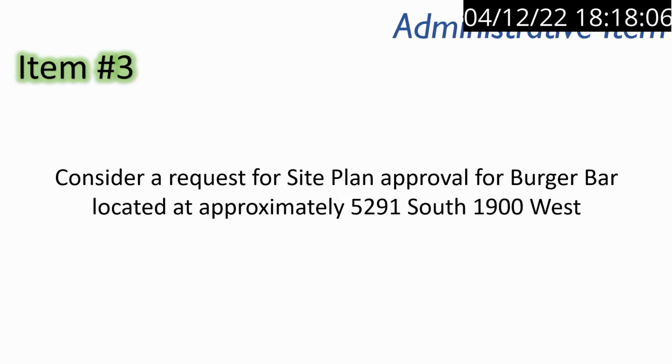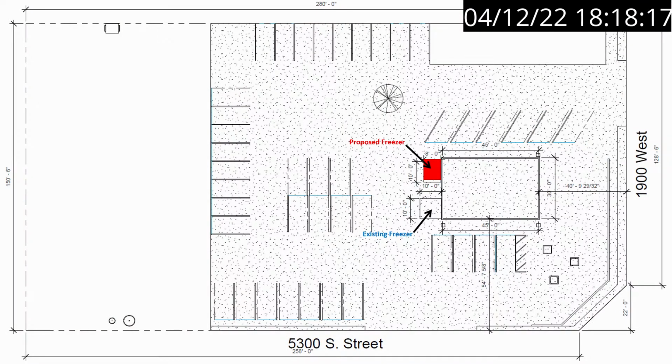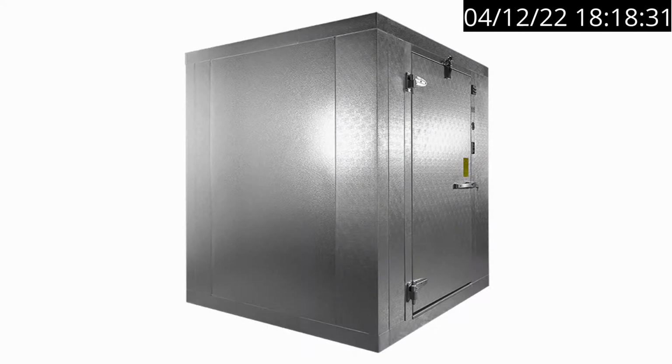Good evening. My name is Joe Fowler. I'm representing the Burger Bar at 5291 South, 1900 West, down the road. We are requesting approval for a site plan to add, as you can see on the screen, a second outdoor cooler to increase our space. It's right next to the one we currently have. It looks pretty much the same, a couple feet smaller. The exterior is galvanized steel, or almost looks like stainless steel. I'm not sure if it's actually stainless steel, but that's basically it. It's an 8x10 box, and that's it.